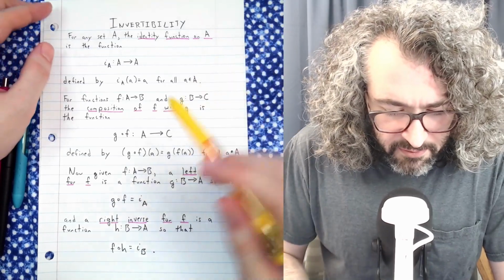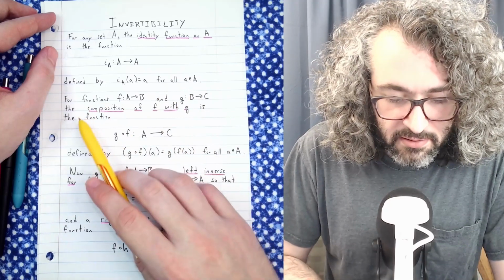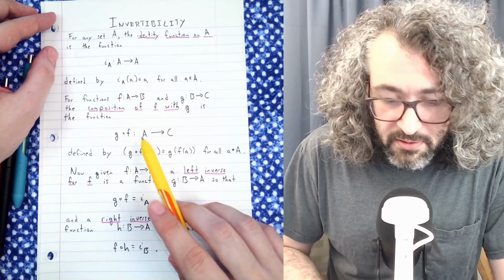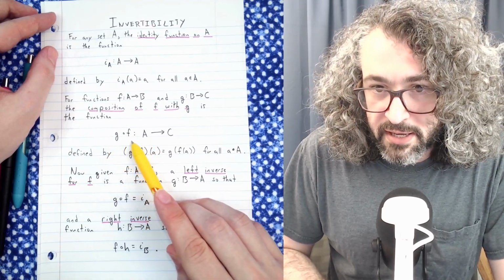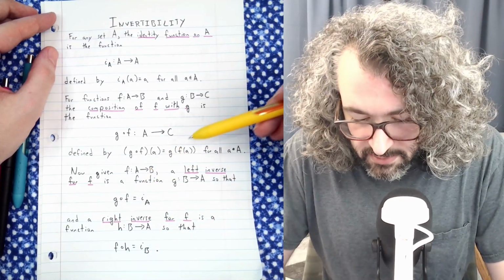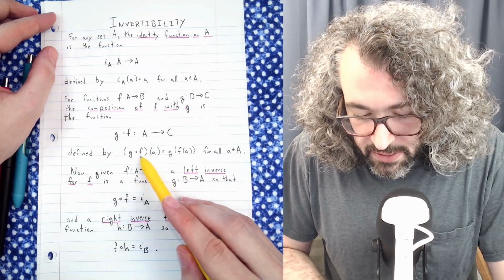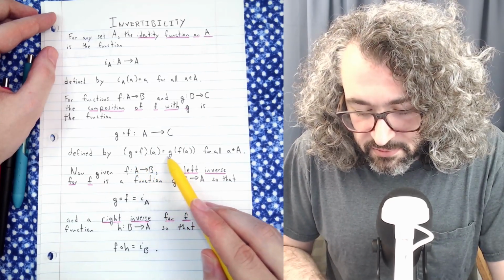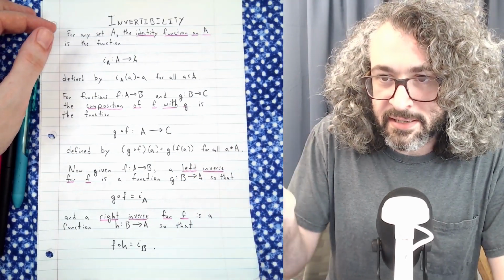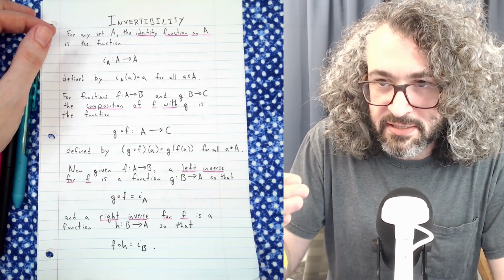All right, for functions f from A to B and g from B to C, the composition of f with g is this function. You write it g∘f. It goes from A to C. And it's defined like this. So g∘f of a is equal to g of f of a. So it's just take an element in the domain of f, apply f. Now you're in the domain of g, so apply g.